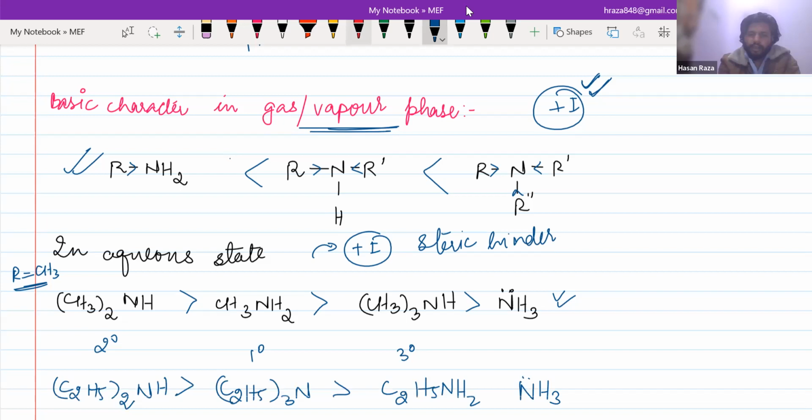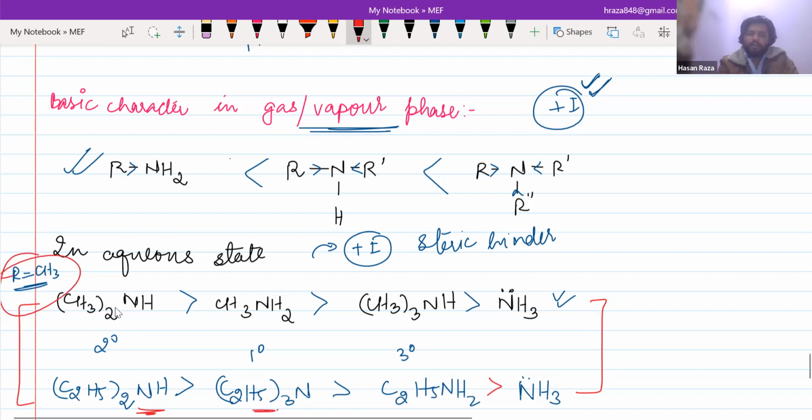So in this way, you have to keep it in mind. Because of this variation here, sometimes basically the solvation power or the steric hindrance dominance, that's why this comes here and then this. So when R is equal to methyl group, secondary will be the most basic. When R is equal to ethyl group, again the secondary will be the most basic. In methyl, you have primary at the second position, and tertiary at the third position.